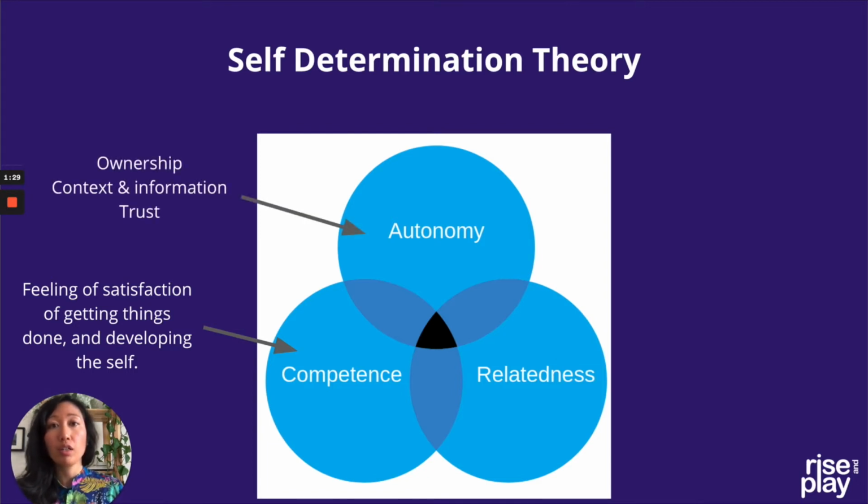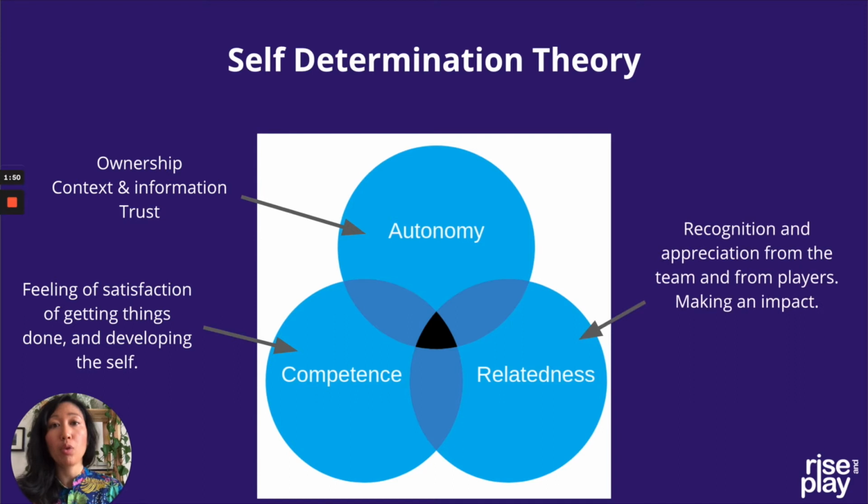Then the second pillar is about autonomy. So it's about the feeling of ownership, that you have the capacity, even the skills, the knowledge, the context, the environment to do what you want to do. And it also touches on context and information, transparency, what you have, or the feeling of trust.